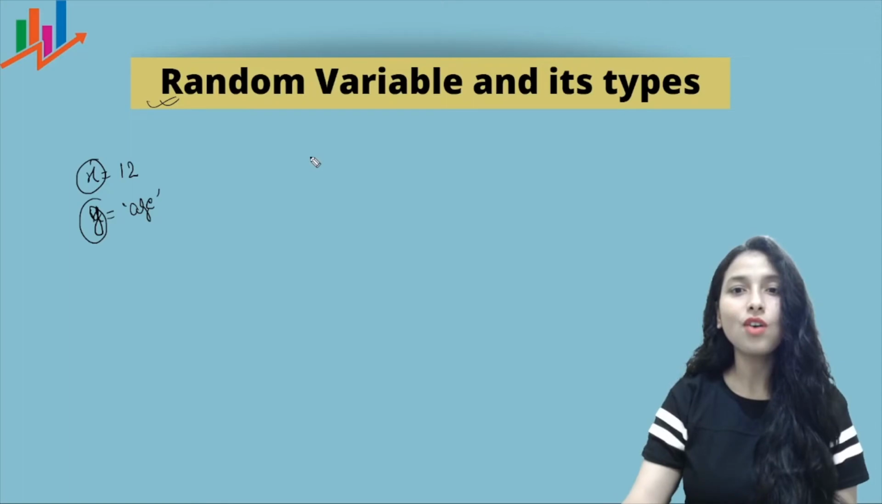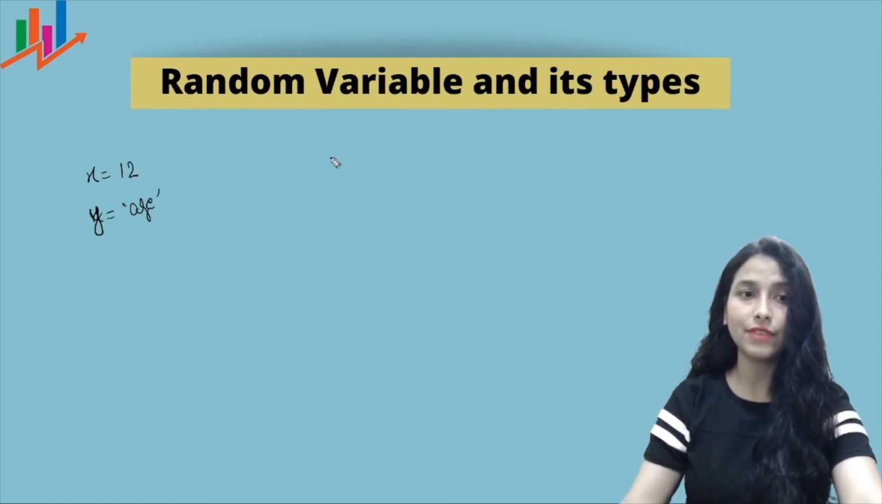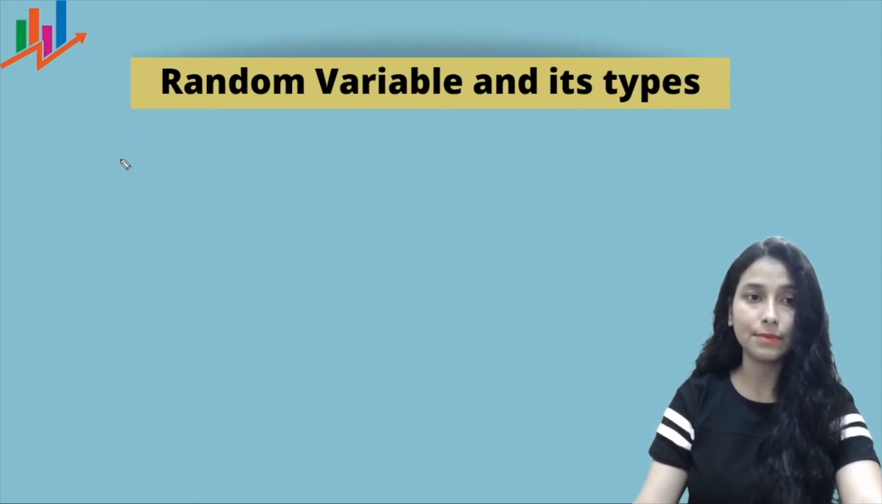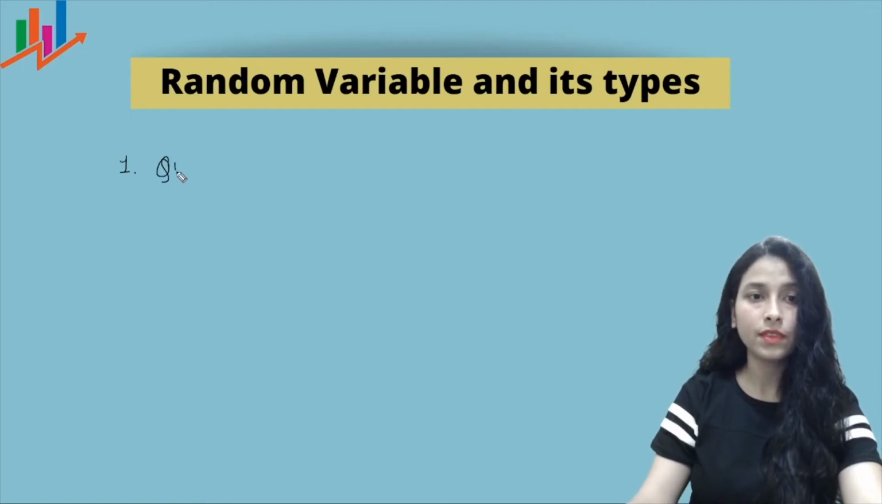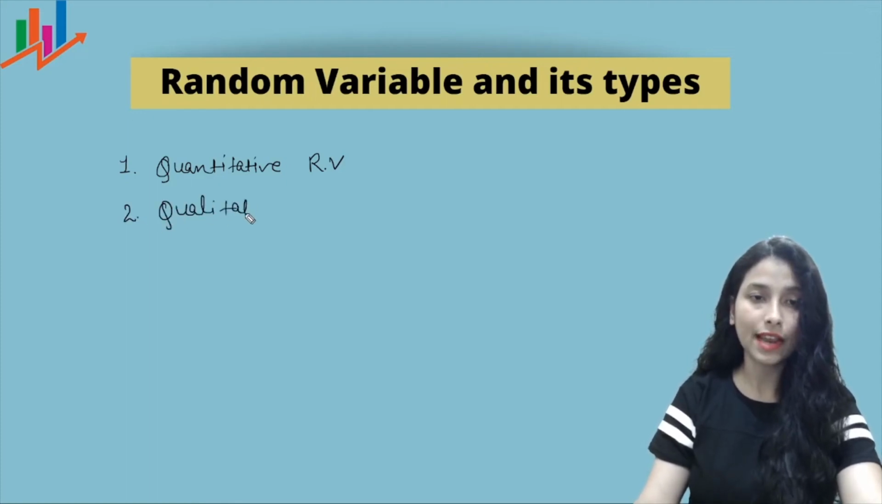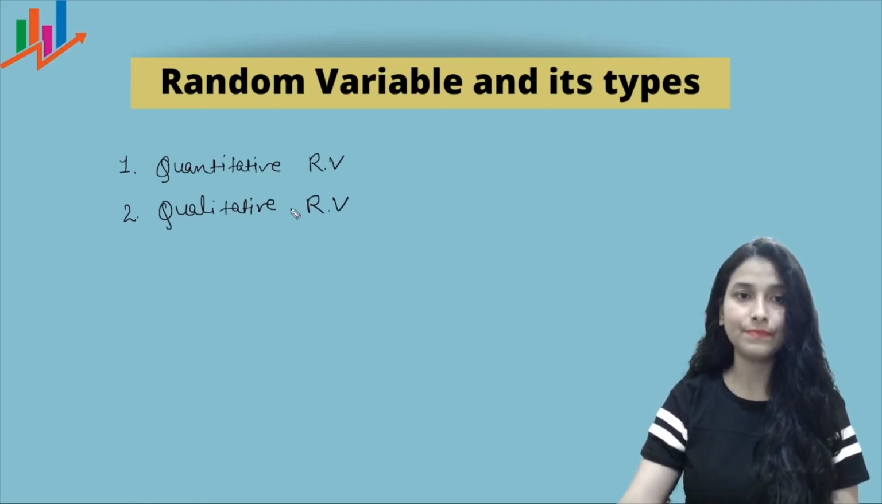Alright, now moving towards its types, let us see what are the different types of random variable. There are basically two types of random variable. The first one is quantitative random variable. I'll be writing RV as a short form of random variable. And the second one is qualitative random variable. Alright, so these are the two types of random variable.